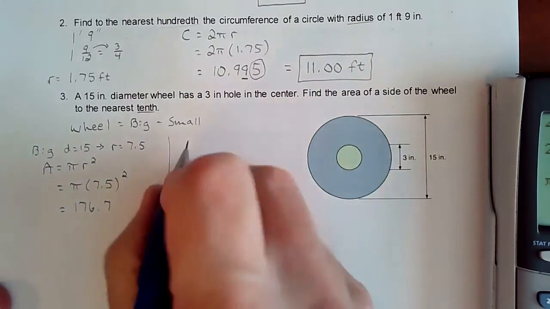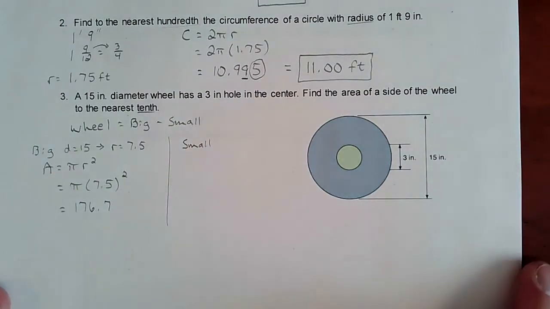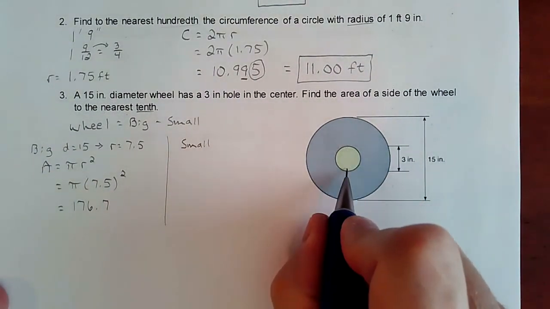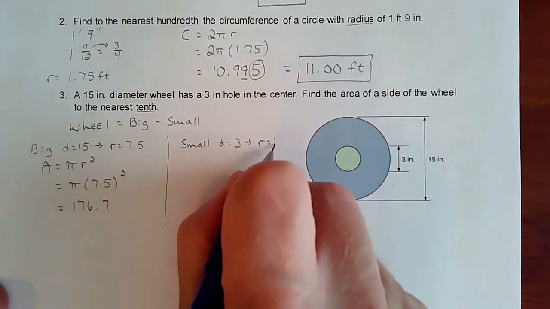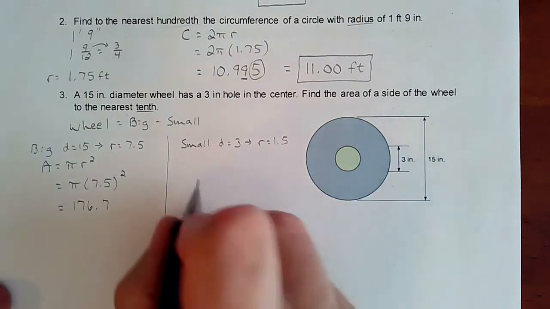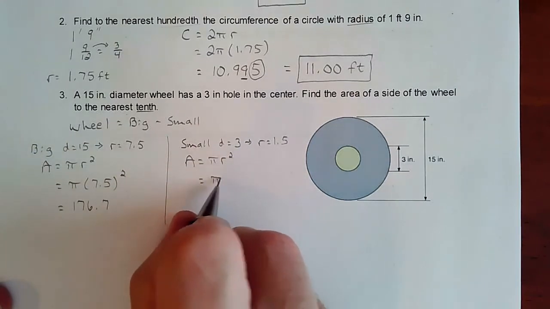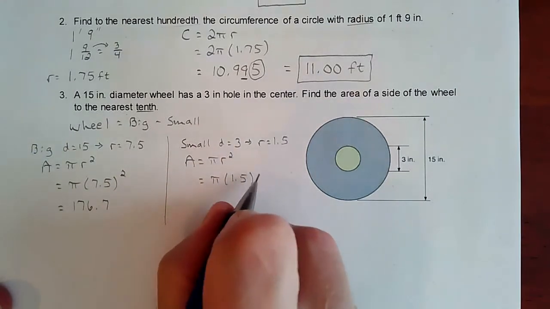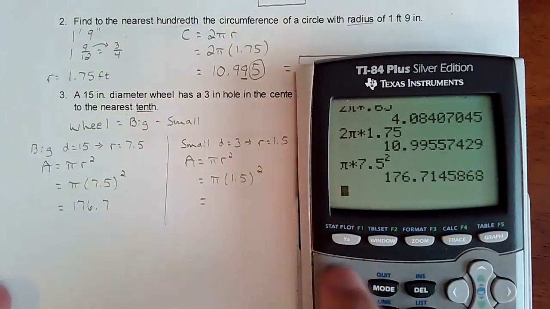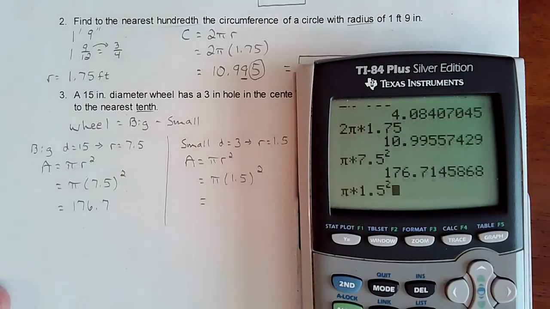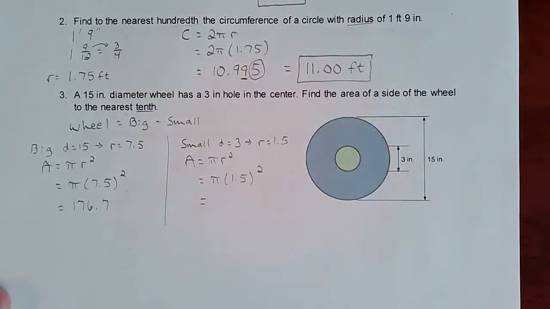But we want to cut out the small. So the small gives us a diameter of 3 inches all the way across. So if the diameter is 3, the radius is half of that at 1.5. So our area, again, is pi r squared. So it's pi times 1.5 squared. Let the calculator do the math. So pi times 1.5 squared is 7.1. So 7.1.